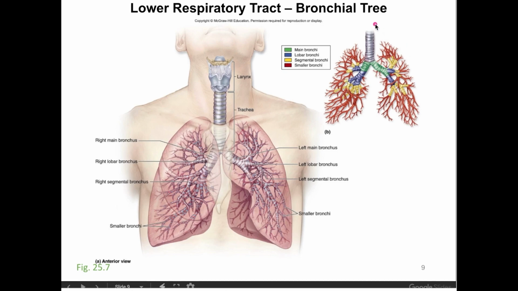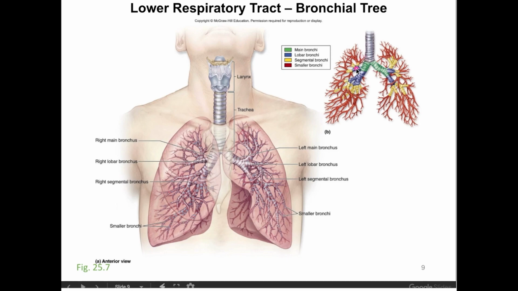So we're moving down the trachea, and at the level of the sternal angle, right here, the trachea is going to bifurcate into a right and a left main bronchus, or primary bronchus. And these are contained within the mediastinum.